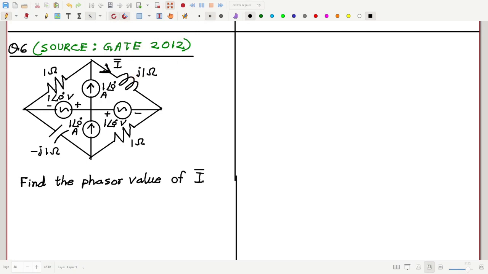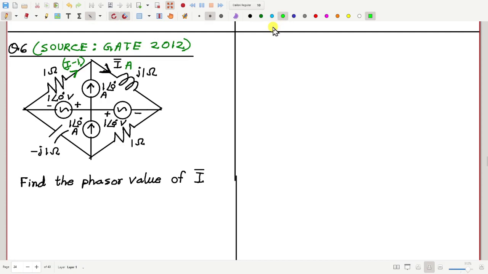Write KVL in one loop. Yeah, you are absolutely right. Okay, if this current is I, then how much will be this current here? Suppose this is I ampere. Then how much will be this green current? That is I minus 1 angle 0. I minus 1, yeah. So this is I minus 1.